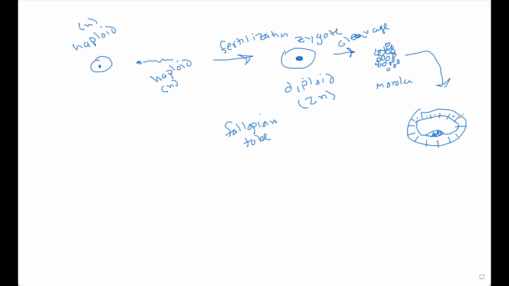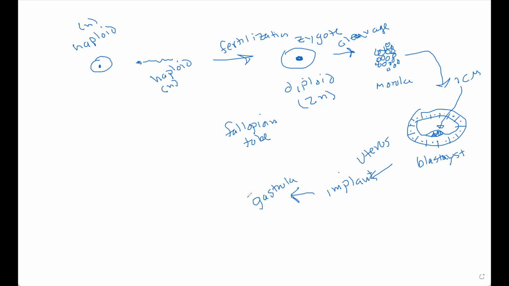Nuclei in there. Okay. Blastocyst. Okay. And that right there is the inner cell mass. Right? And that is going to drift into the uterus and implant. Okay. And then that will develop into a gastrula.